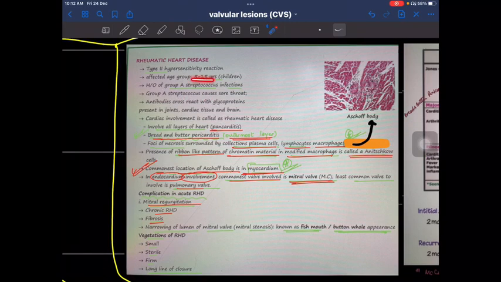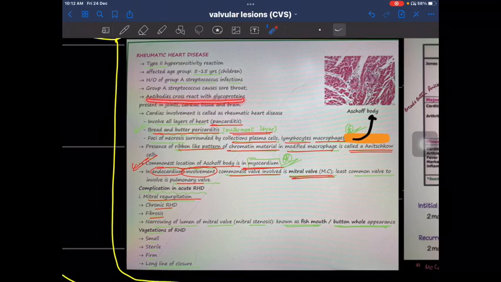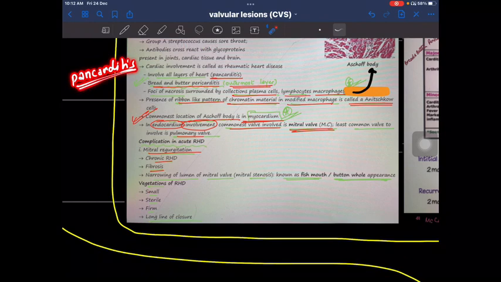The affected age group is 5 to 15 years. All right. And there's a history of group A streptococcus infections. Okay. Basically, the antigens of this organism mimic a lot of our tissue antigens. Okay. Like the ones in the pericardium, endocardium, the valves, and all these things. So please read this topic in very detail in your pathology. Now these antibodies cross-react with glycoproteins present in joints, cardiac tissue, brain. All right. So whenever there's cardiac involvement, it is called rheumatic heart disease. All right. So generally it is a pancarditis. Very, very important. All three layers can be involved.